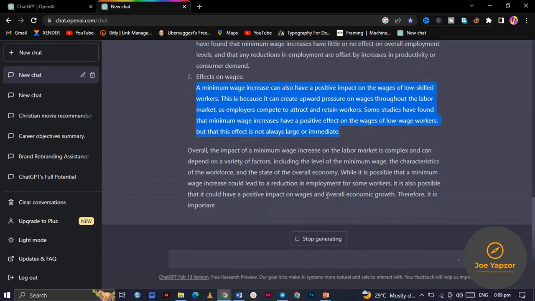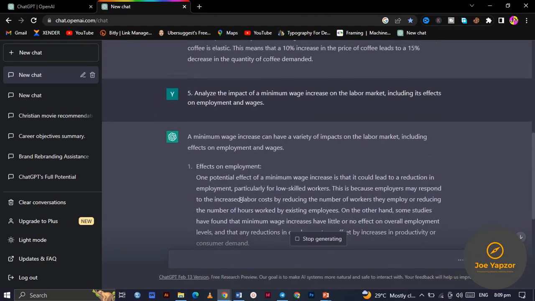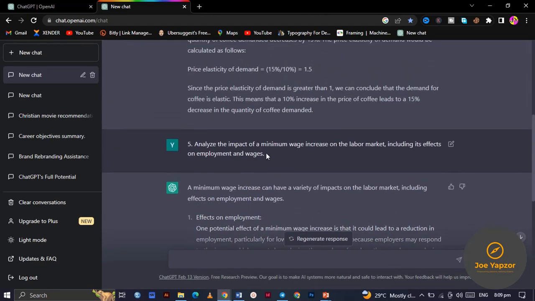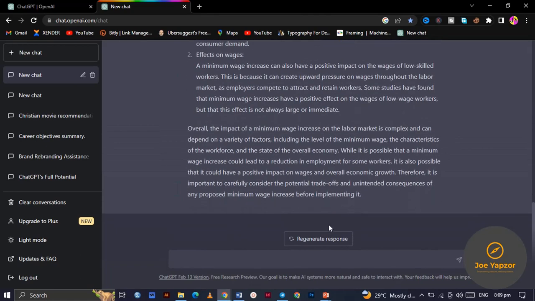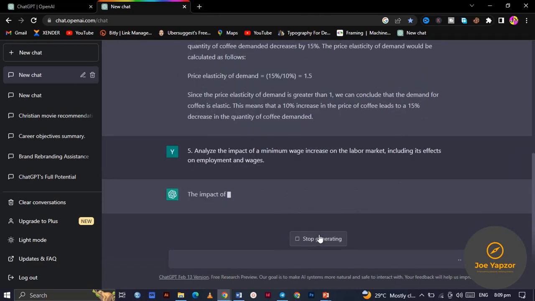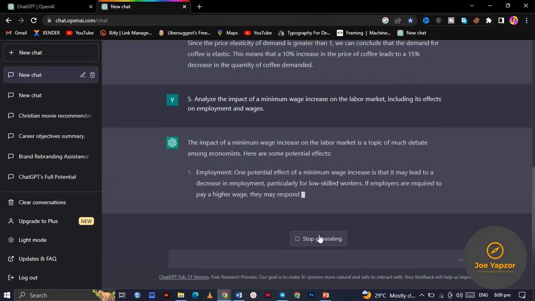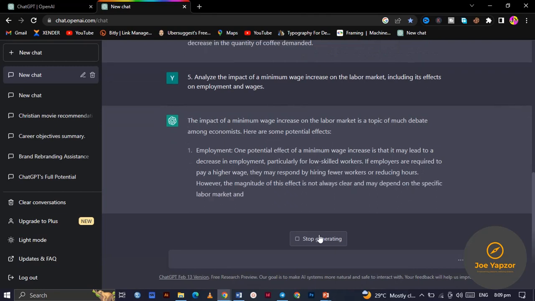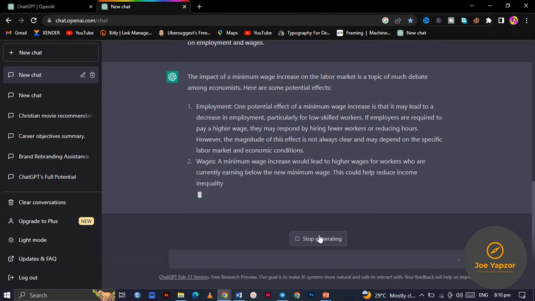That's if you don't like the particular response it gave. This particular one explains the effects separately. The question was to analyze the impact of a minimum wage increase on the labor market, including its effect on employment. If you don't like the response, you can ask it to regenerate the response in a whole different way or in a different structure. This is almost the same thing, but the wording and everything that is used here is different.